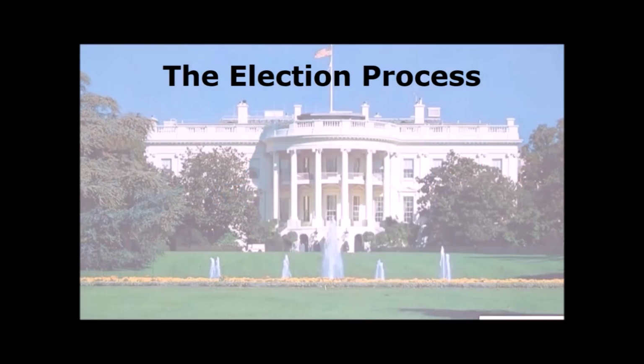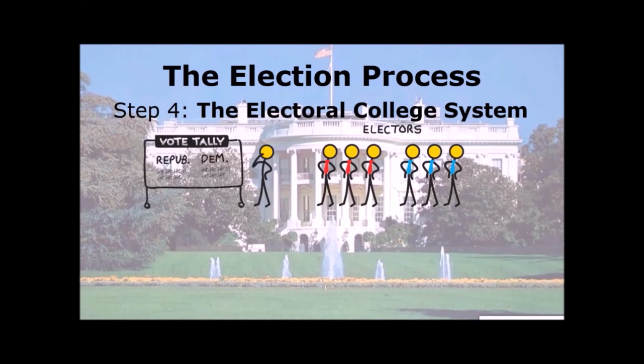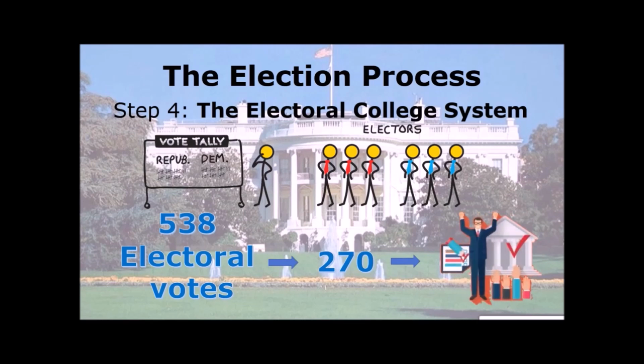And that leads us to our fourth and last step in the electoral system of the USA. In all, there are 538 electors. The candidate who gets more than half electoral votes, that is to say 270 votes, wins and becomes the new president.